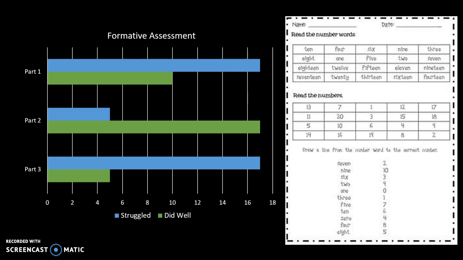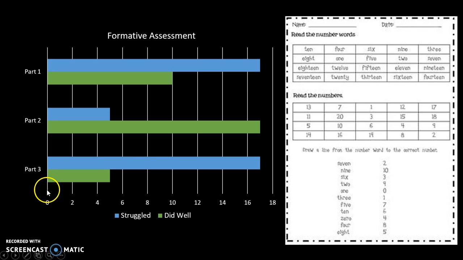Next, we're going to look at formative assessment. Formative assessment happens during the learning process and is done by the teacher to help the students achieve and grow throughout the year. When I did this, I did the sheet to the right, which has 3 parts. It has the students read the word, such as 10, 4, and 6. The next one has them read the number, such as 13, 7, and 1. And then the last part has them connect the two. So they're going to have to connect the word 7 to the number 7.